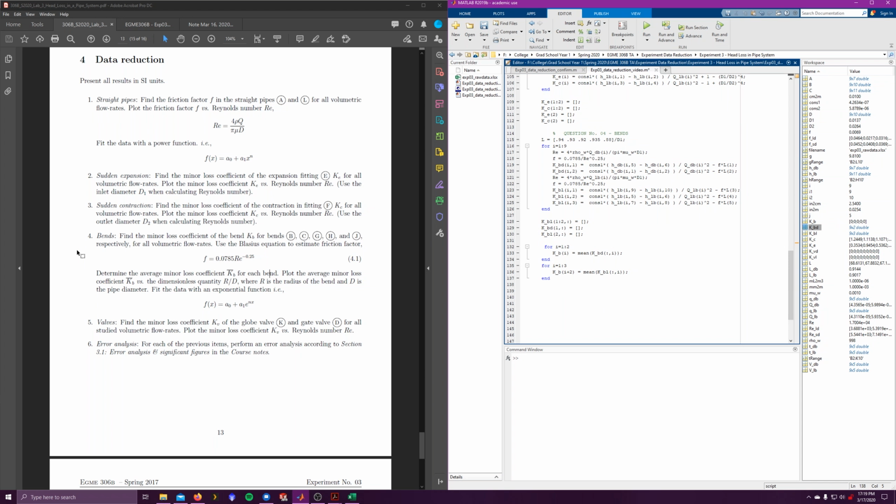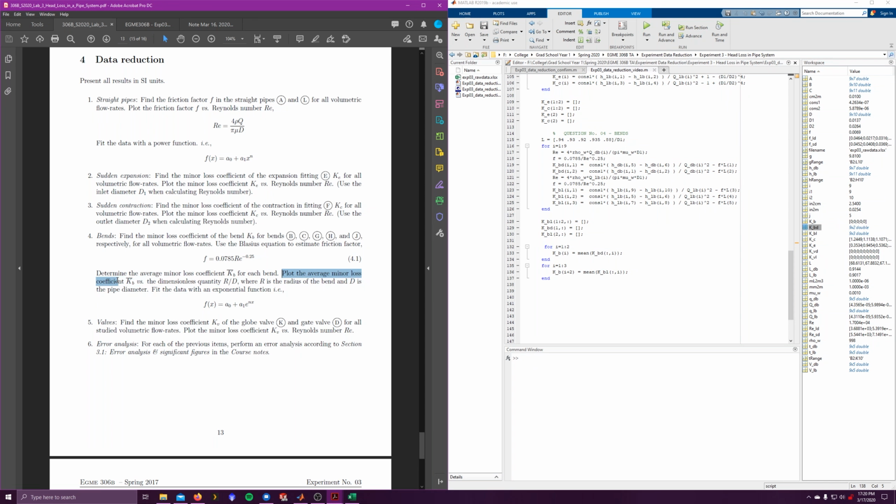So let's look at what question 4 requires. It says to plot the average minor loss coefficient KB versus the dimensionless quantity R divided by D, where R is the radius of the bend.